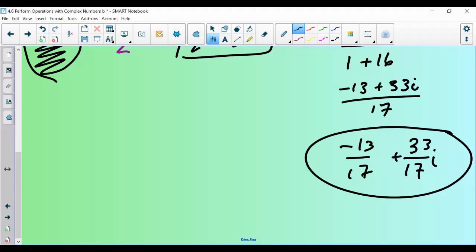So this is part A of 4.6. We're going to actually solve equations in part B. Please reach out to me with any questions, and good luck.